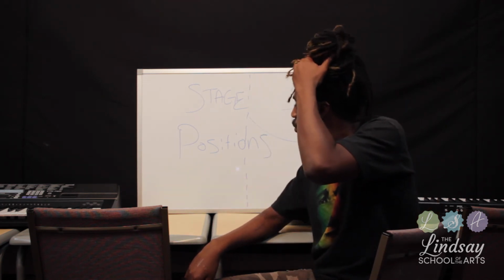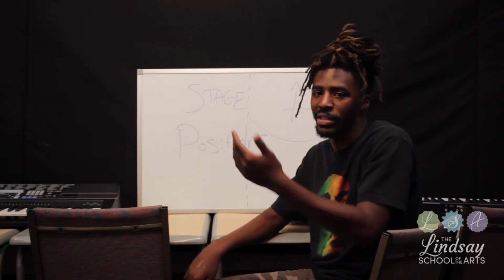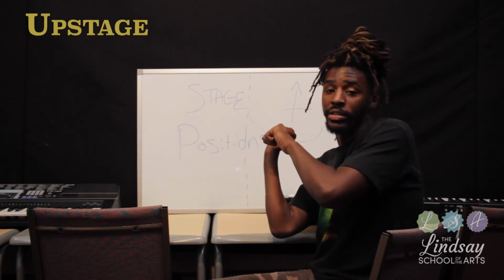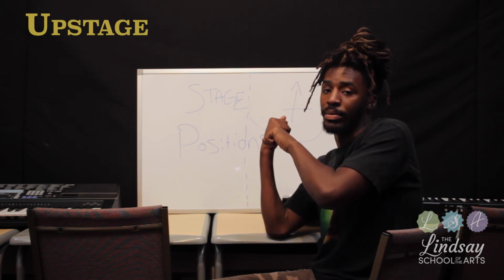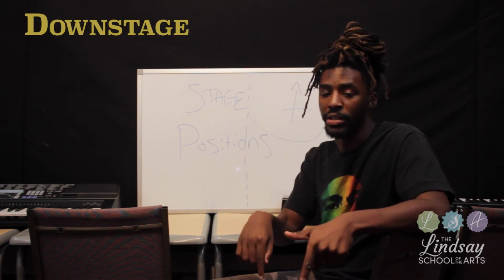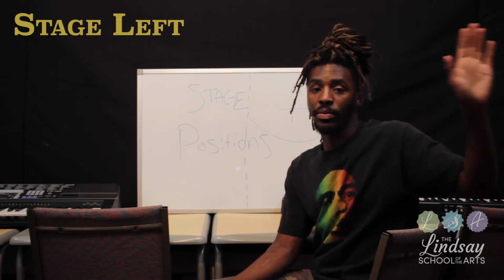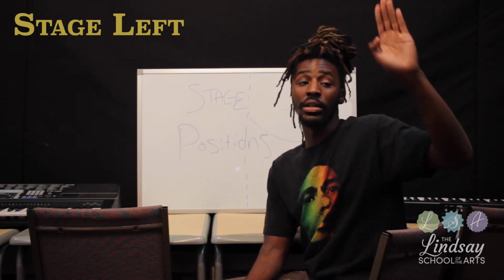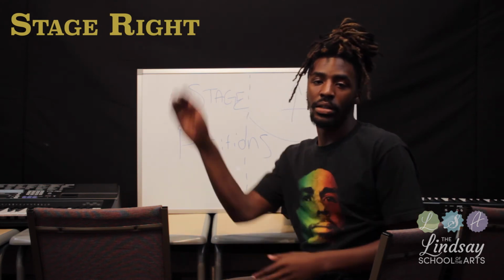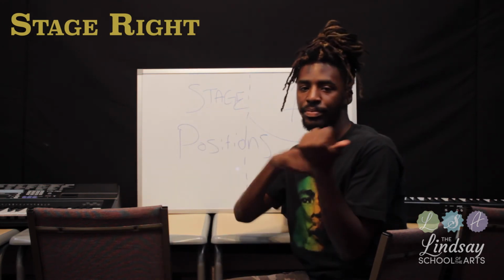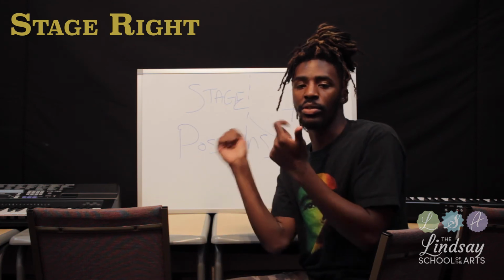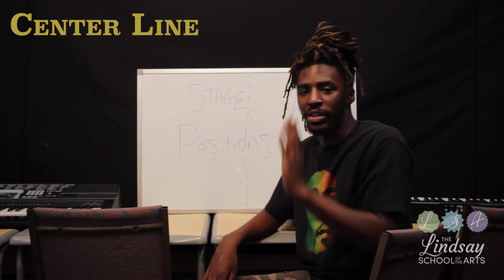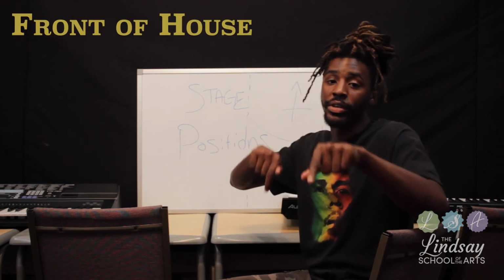So once again, those are your stage positions. You got your upstage, which is the part furthest from the audience, contrary to popular belief. Downstage is closest to the audience. Stage left is the performer's left while he's on stage, so parallel, it looks like he's going right. Stage right is, parallel to the audience, so it looks like they're going left. Center stage, center of the stage, center line, onstage, offstage, front of the house, back of the house.